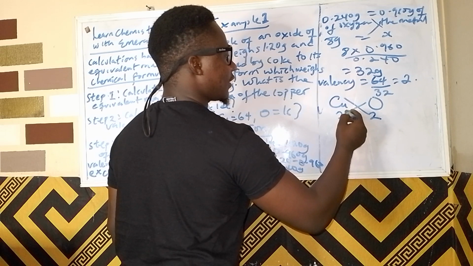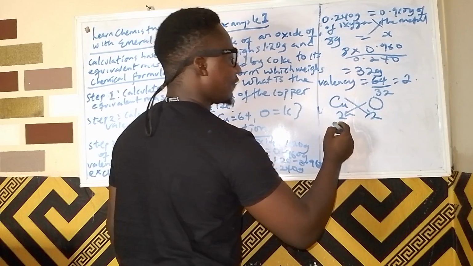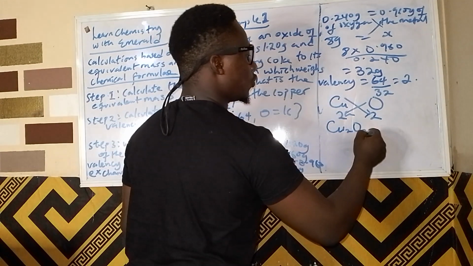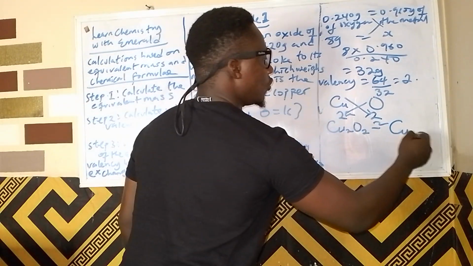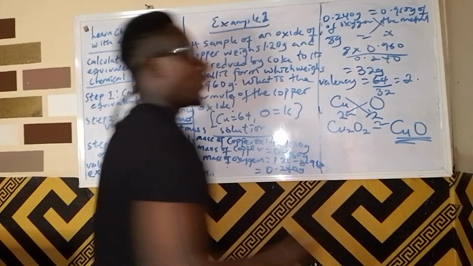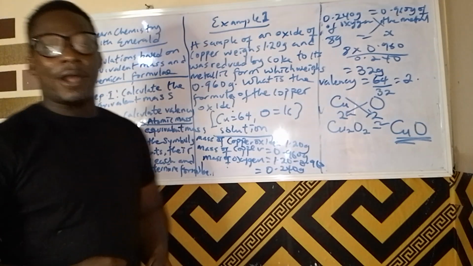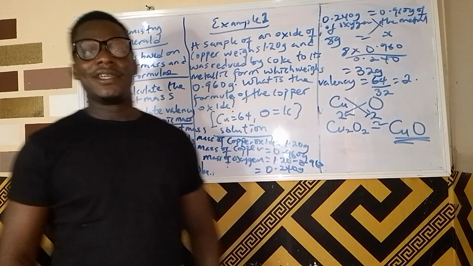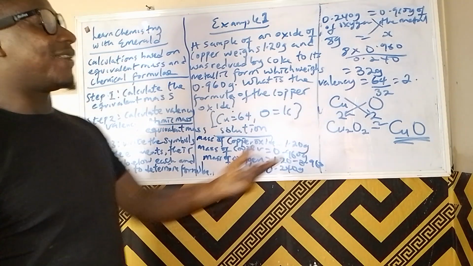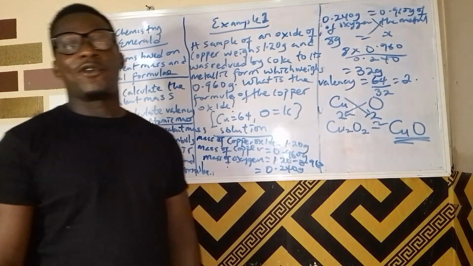If you exchange them like this, you are going to have Cu2O2, which is equivalent to CuO. Therefore, the compound is copper(II) oxide and the formula is CuO. So from this equivalent mass, you have been able to find the formula of copper oxide.